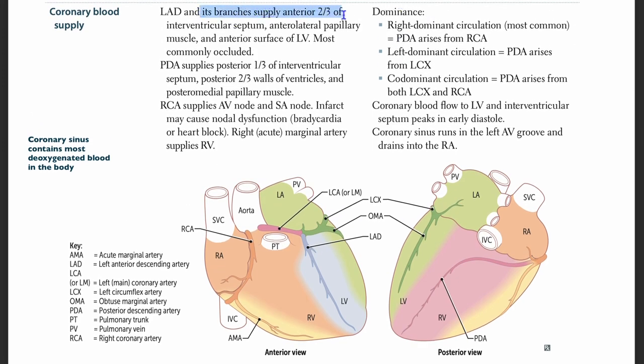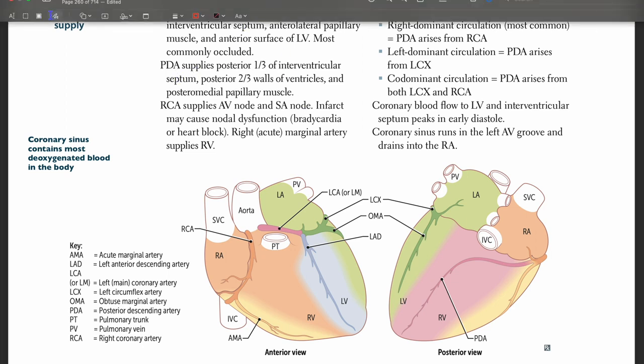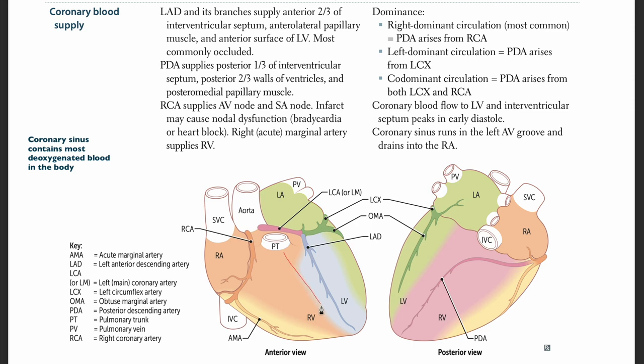Okay, and then right. So LAD and its branches supply anterior 2/3 of the interventricular septum. This is important. 2/3 on the top. Basically, the inferior side is going to be this inferior or posterior side, right? So that's what that is. So anterior 2/3. See, this is the septum. If this is the septum, it's going to be this area. So 2/3 of that area. So I guess that much is supplied by LAD, right?